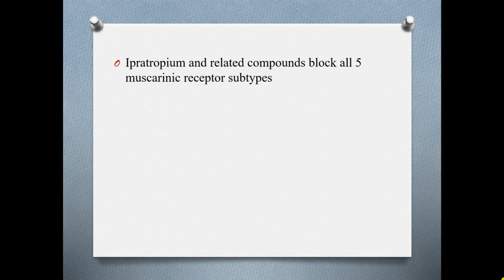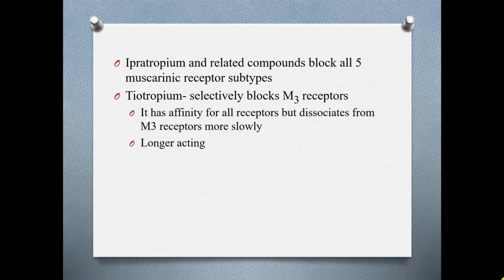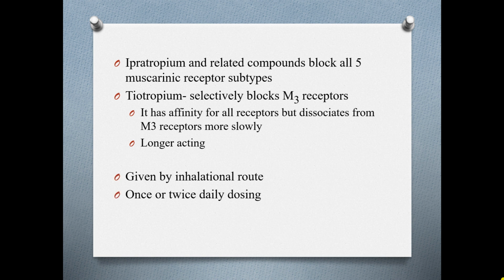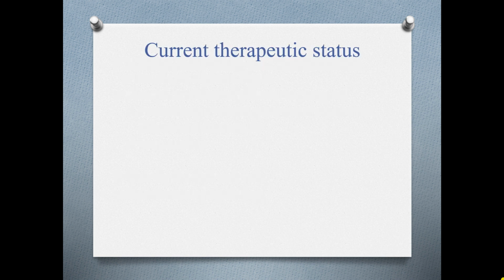Ipratropium and related compounds will block all 5 muscarinic receptor subtypes. If you remember, the muscarinic receptor has 5 subtypes, M1, 2, 3, 4, 5. Tiotropium bromide is a selective antagonist for the M3 receptor and will selectively block M3 receptors only. It has affinity for all receptors but dissociates from the M3 receptors very slowly, and it is a longer acting drug. It is given by the inhalational route, and can be given once or twice daily.